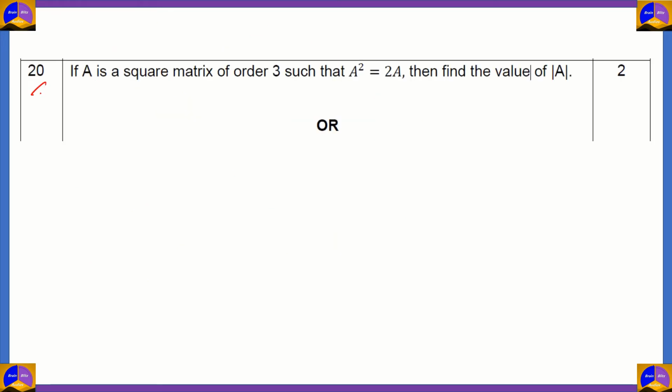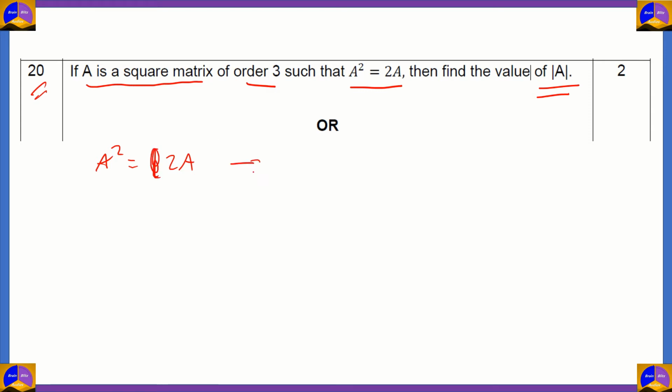Next is question number 20. If A is a square matrix of order 3 such that A square equals 2A, you need to find the value of the determinant of A. So, to find the determinant of A, we're going to use A square equals 2A.